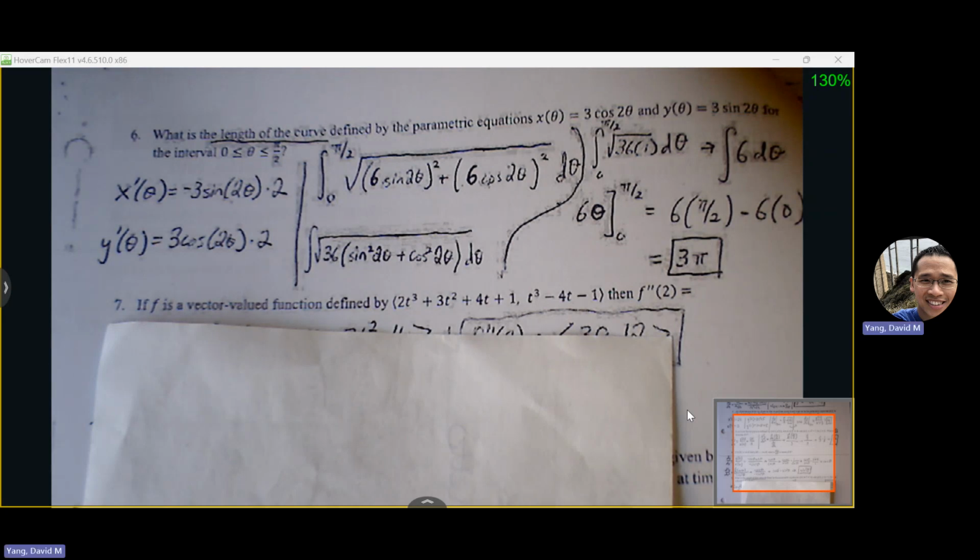Number six, arc length in parametric form, but just in terms of theta.